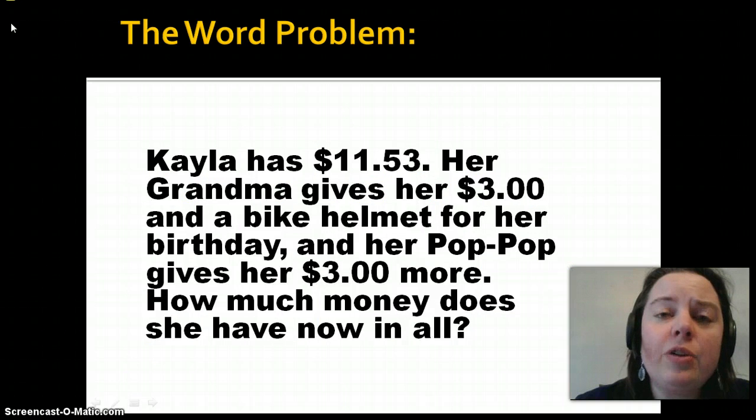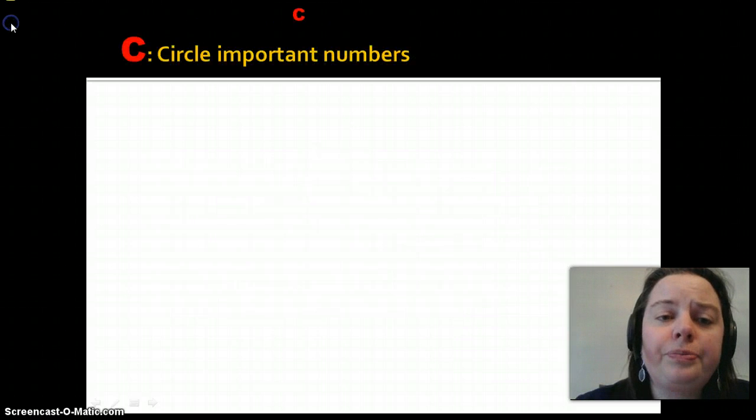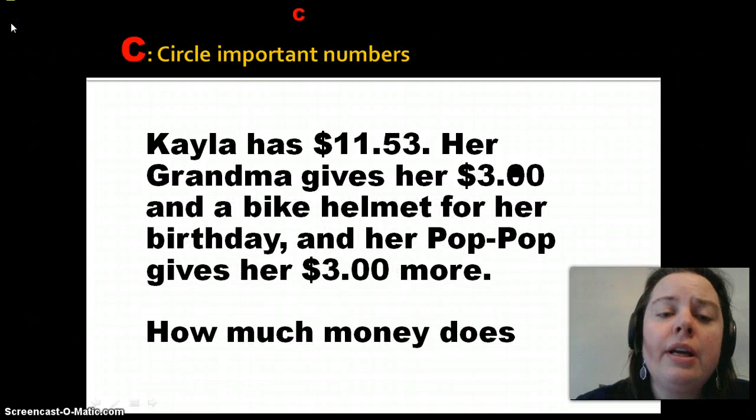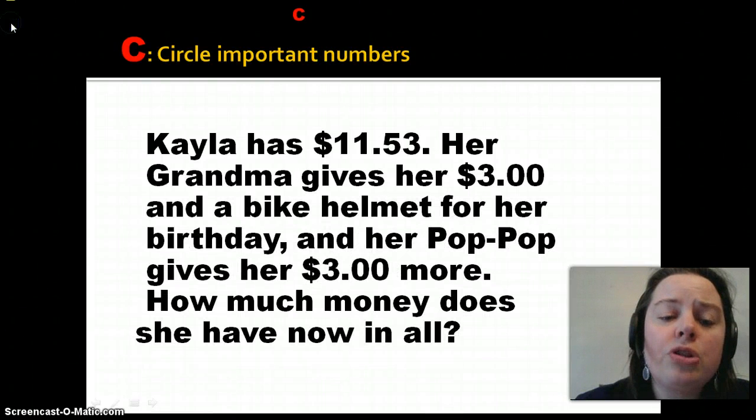Kayla has $11.53. Her grandma gives her $3 and a bike helmet for her birthday, and her pop-up gives her $3 more. How much money does she have now in all? So first we're going to remember C. C stands for circle the important numbers.